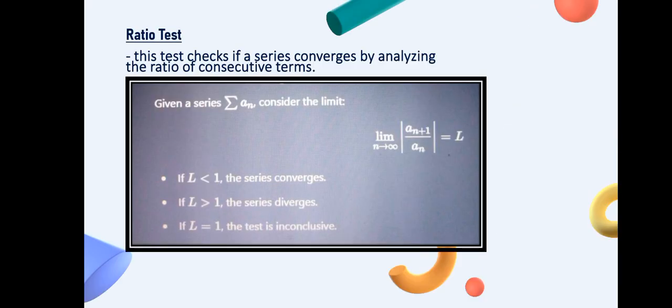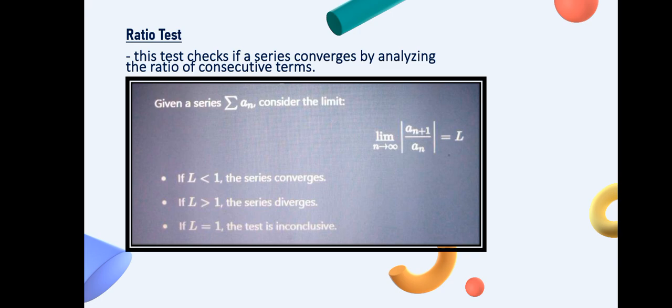Next is the ratio test. This test checks if a series converges by analyzing the ratio of consecutive terms. So given a series summation of a sub n, consider the limit. We need to use this formula: limit as n approaches infinity of the absolute value of a sub n plus 1 over a sub n equals the limit.